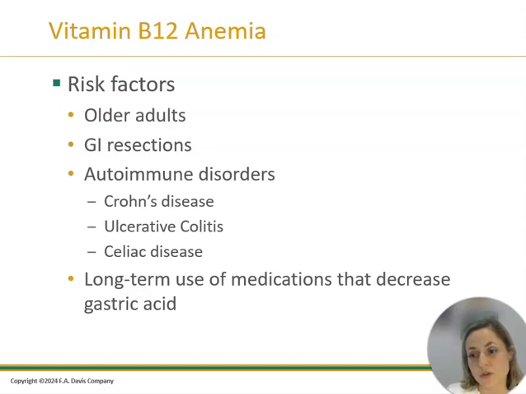Autoimmune disorders also cause a problem with absorption. So Crohn's disease and ulcerative colitis are two that we talk about this semester in Module 2. They change the ability to absorb because it causes a lot of scarring and tissue damage, so you just can't absorb that B12 anymore. And then long-term use of medications that decrease gastric acid, like omeprazole, esomeprazole, pantoprazole, for example, that can inhibit absorption of B12.